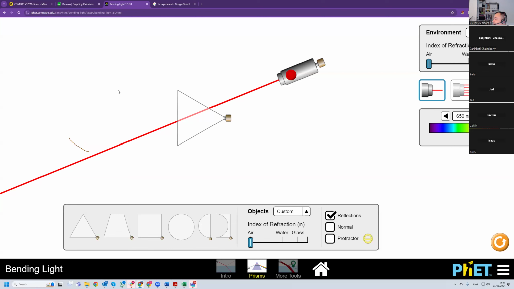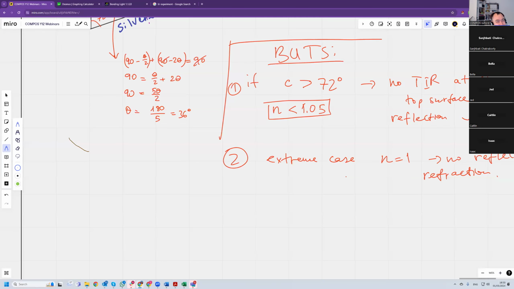But I don't think there's a material with refractive index 1. Maybe oxygen and nitrogen. That's ridiculous.